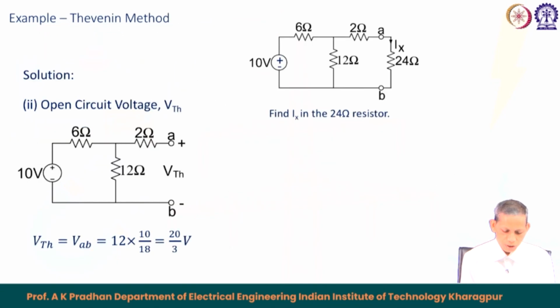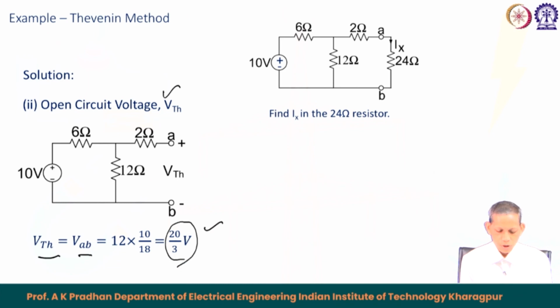Then we will find the corresponding Vth now. In case of Vth, we will keep it open, and then this circuit becomes this. So, Vth, as I already mentioned, Vth equals Vab, that equals 12 into 10 by 18, that becomes equal to 20 by 3 volt.